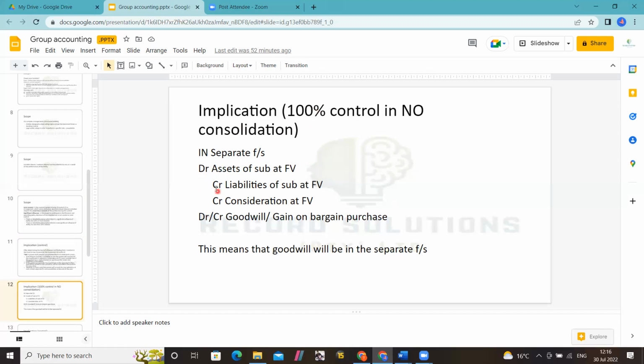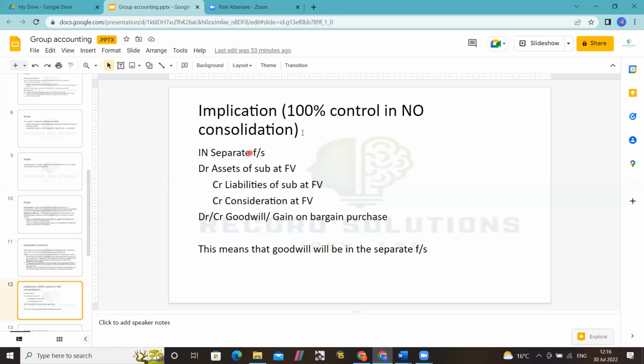And then after you debit the assets of the sub at fair value and credit the liabilities at fair value, you're also going to credit the consideration that you paid at fair value. Like I told you last week, the consideration has to always be at fair value. But I'll also illustrate via that question. And then you're either going to debit goodwill or credit gain on bargain purchase.